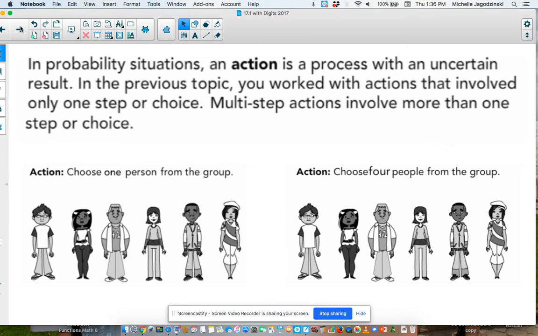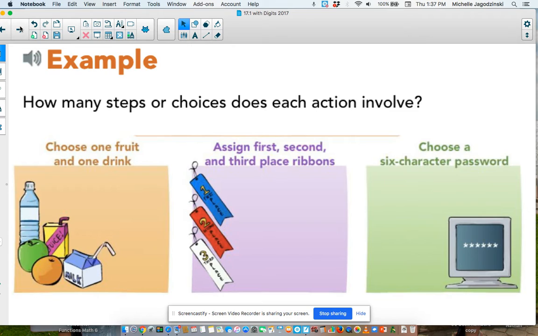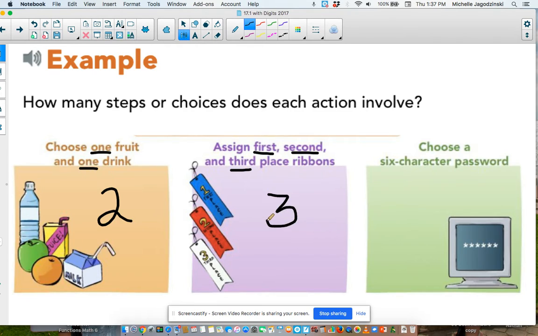So let's look at a few examples together. It wants to know how many steps or choices does each action involve. Our first question says to choose one fruit and one drink. So you're choosing a fruit and you're choosing a drink. So together you have 2 steps. Question number 2 said that you are assigning first, second, and third place ribbons. So you have to have a first, a second, and a third. So that is a total of 3 steps. And finally, you are choosing a 6-character password. So the number of steps involved in creating that password is 6 steps.